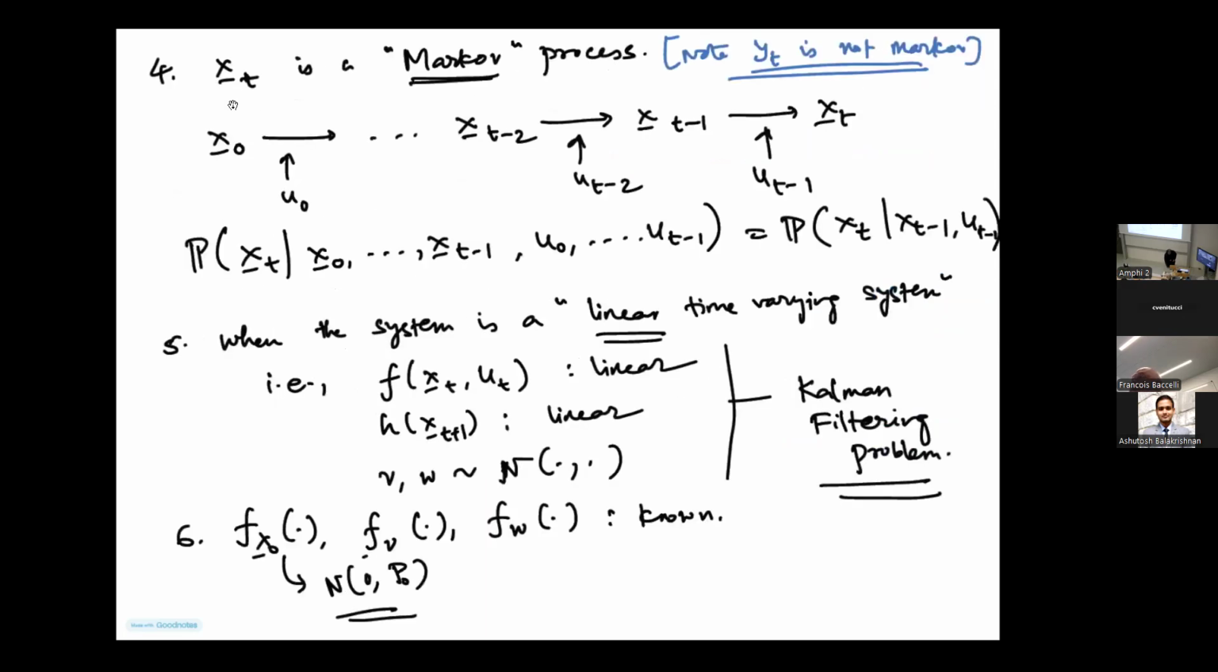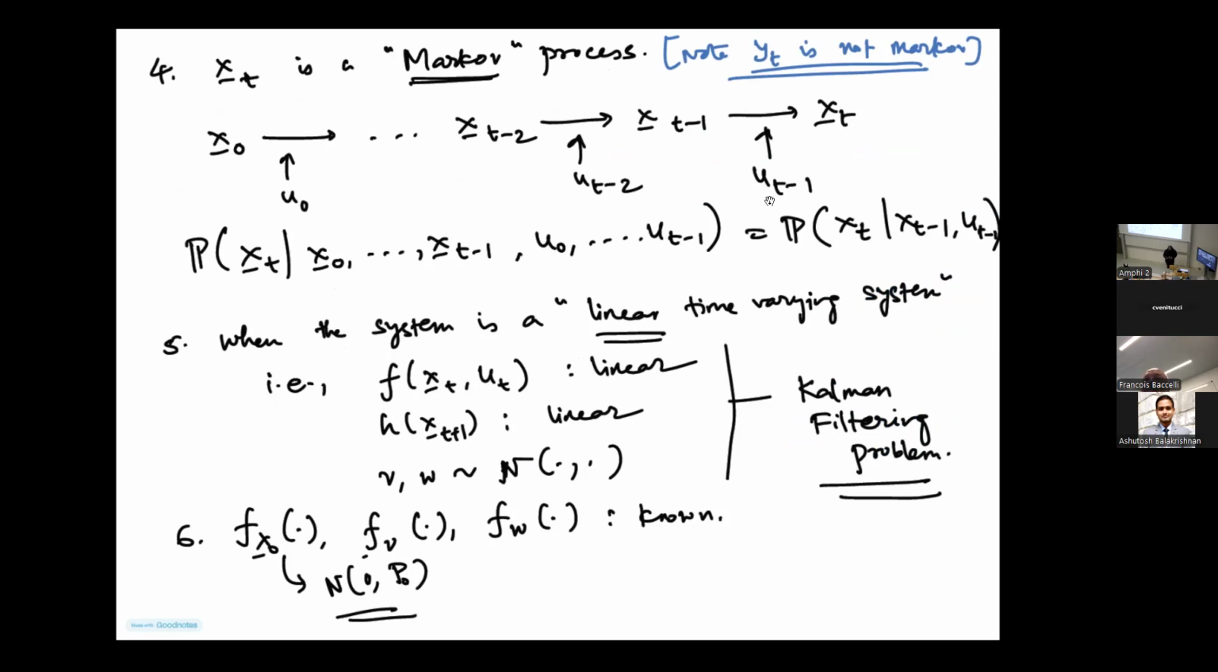Further, x t is a Markov process. So the idea is that the state at t only depends on the previous state, which is x t minus 1, and the input u t minus 1, and not on all the other states. But it needs to be noted that y t is not Markov. So while x t is Markov, the process y t is not Markov.